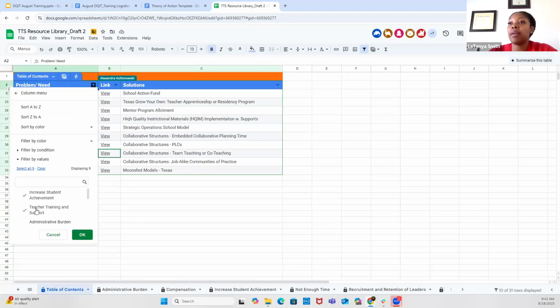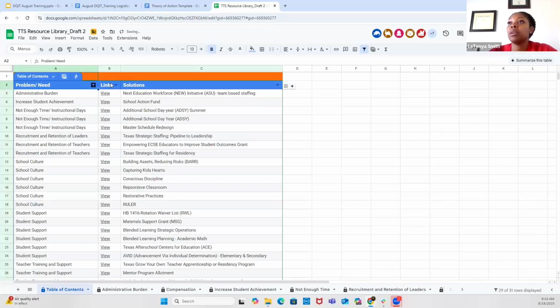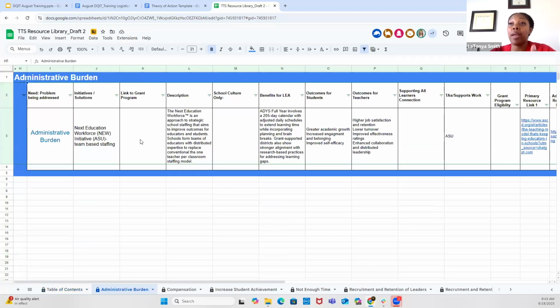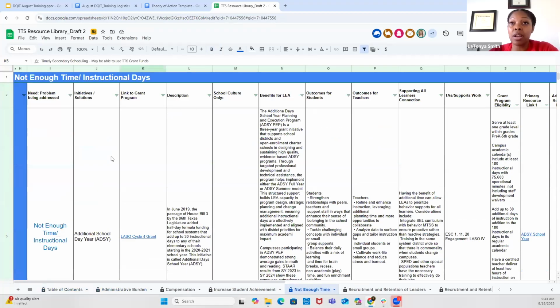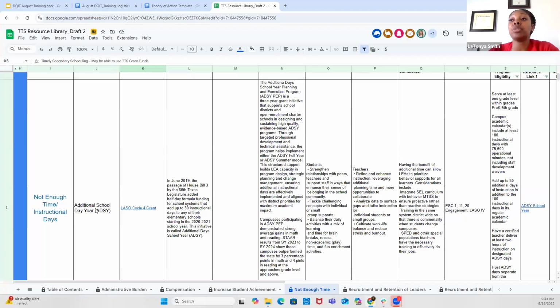So let me unfilter that. Let me go back to all of the checks. And then there's a solution. So the solution is the name of the actual program that could be a solution to the problem that you're addressing. So I'm going to go to not enough time because that has come up for us, right? The problem is not enough time. In this case, an example would be additional school day.